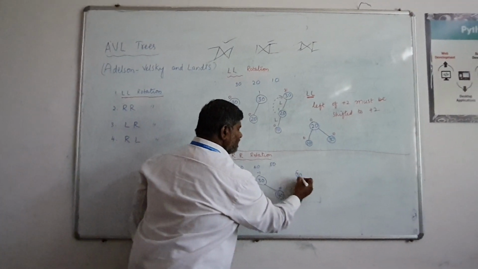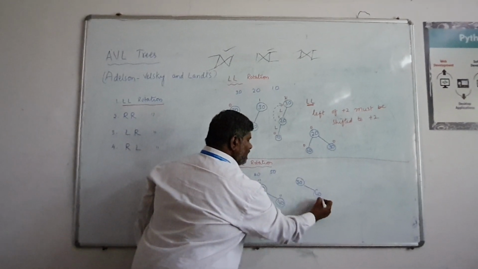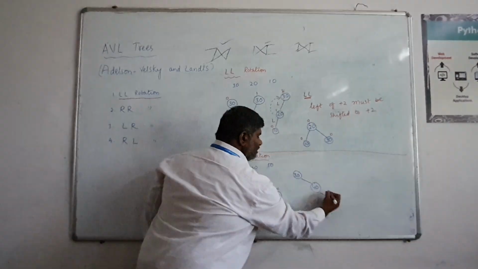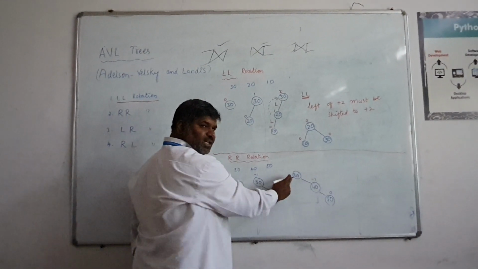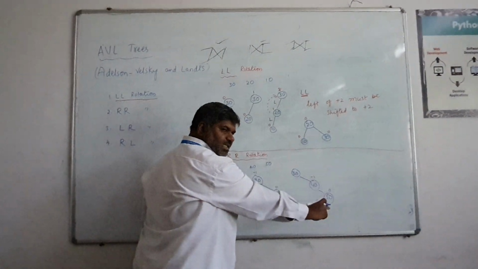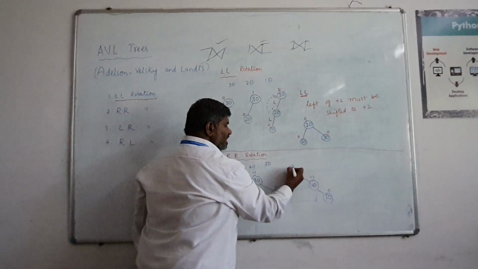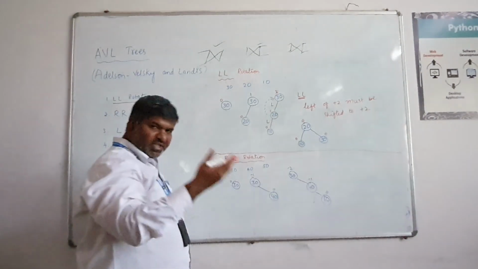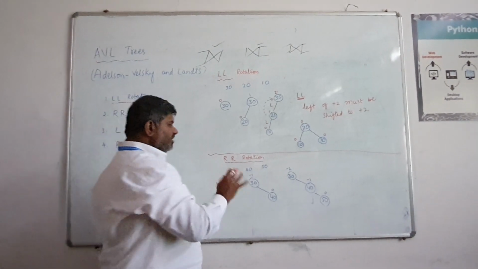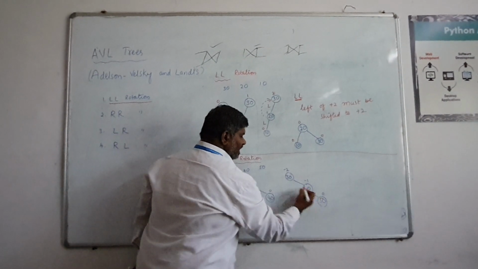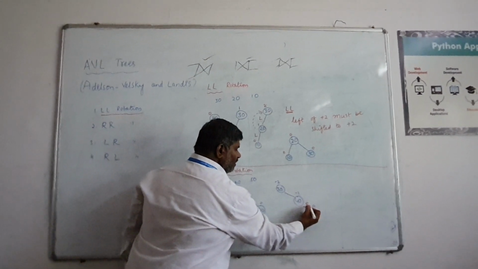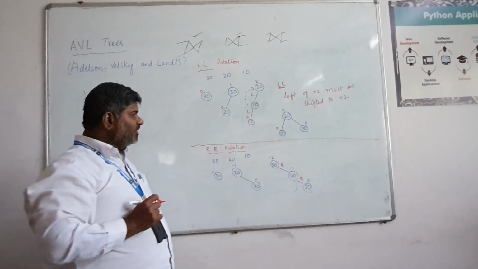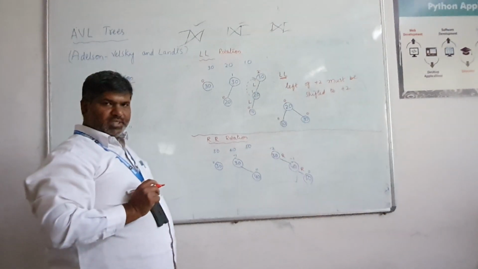Now here we have 30, 40, 50. And the balancing factor is 0 for this, minus 1 for this. And for 30, left side height is 0, right side height is 2. 0 minus 2, minus 2. Can we have minus 2? No. So what we need to do? By adding which element the problem has occurred, we need to check where it is available. 50. So this is available right of 40 as well as 40 is available right of 30. So we need to follow RR rotation.